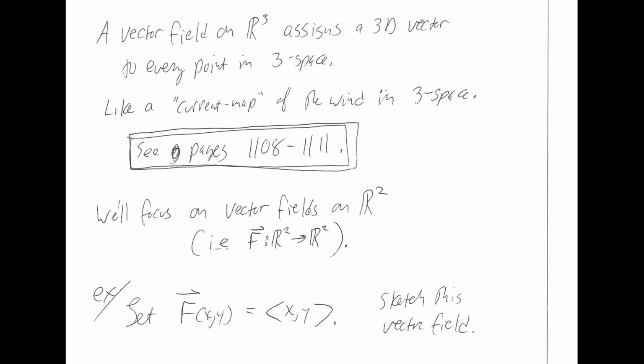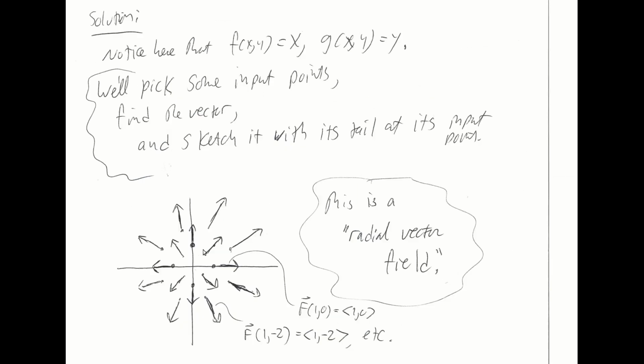So let's try some examples here. Let's let big F hat of x, y be the vector given by just x, y. Sketch this vector field. When I go to sketch this vector field, the first thing I'm going to do, which you don't necessarily have to do each time, is identify what my little f function is and what my little g function is. So here, little f of x, y is x, little g of x, y is just y. So these are particularly simple functions of 2 variables.